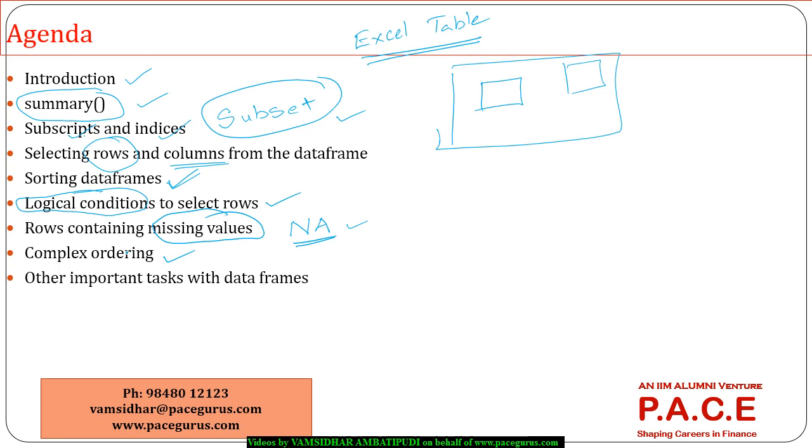Some kind of ordering tasks, not a simple sorting, but if I have a complex ordering process, how do I take care of that? And a few other important aspects which I have to keep in mind when I am working with data frames. So probably if I have to put it in a few simple sentences, data frames is all about handling your data, especially data which is present in a tabular kind of format, similar to a spreadsheet kind of format.